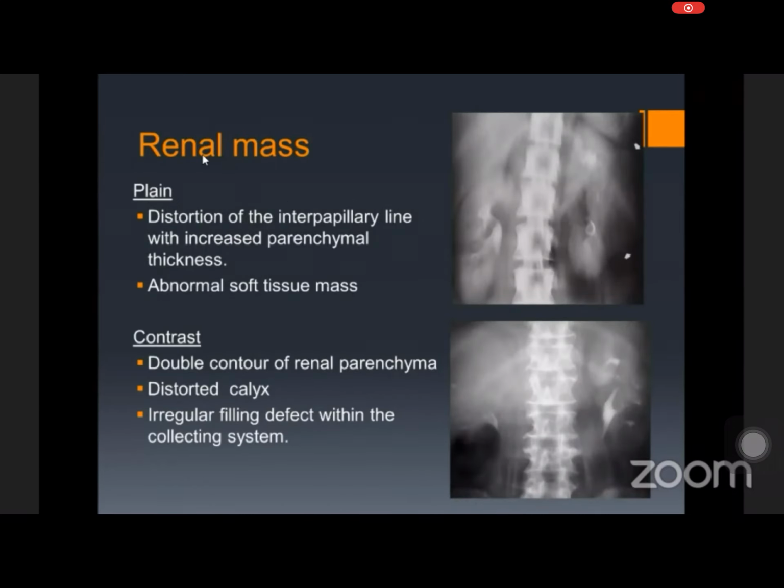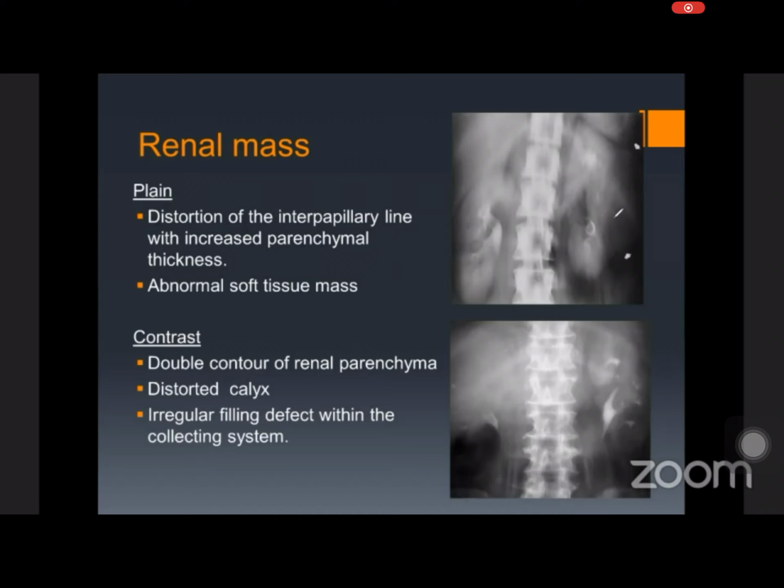So moving on to renal masses. Normally we don't do IVUs for renal masses. It has been replaced by conventional CT. But in case we do, we have to be aware. In case we see such findings on the IVU, we have to raise a suspicion for renal mass.